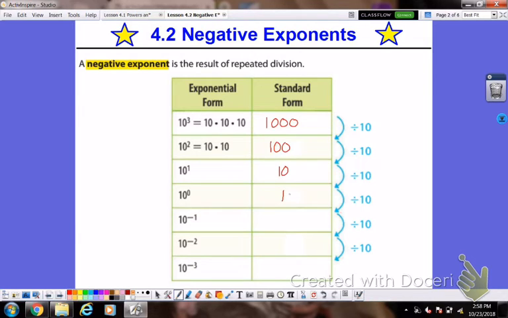So if I take 1 divided by 10, for my 10 to the negative 1, gives us 1 over 10, or 0.1. Divided by 10 again, for our 10 to the negative 2, gives us 1 over 100, or 0.01. And again, 10 to the negative third, divided by 10 again, we get 1 over 1,000, or 0.001.